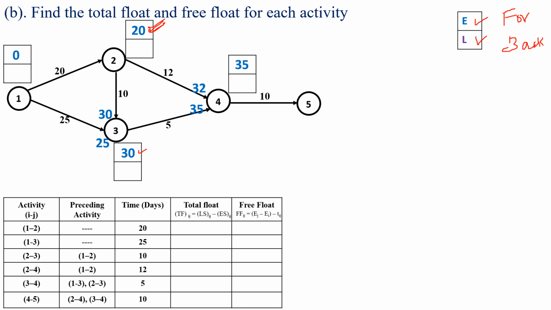Next we have to look at the activity 4 to 5. For the activity 4 to 5, the earliest start time is 35 and the finish time is 35 plus 10, which is equal to 45.